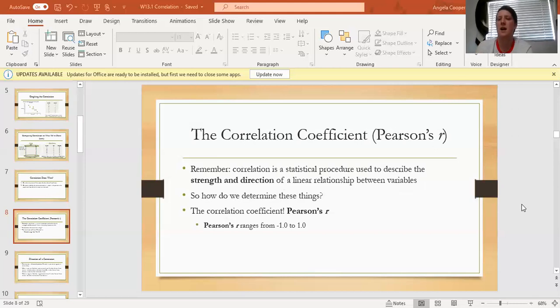So I talked about how correlation measures the pattern that's present between two variables in the previous slide. Well, here's how we determine that pattern, by looking at the strength and direction. And this is determined by Pearson's r. Again, this is looking at a linear relationship between variables. Correlation deals with a linear relationship between variables. So we're looking at the strength and direction.